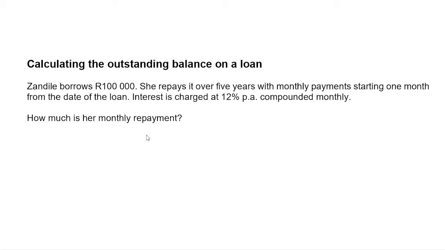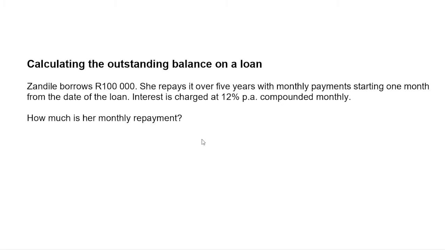In this video, we're going to work out the outstanding balance on a loan at a given stage. So let's just start off with the question. Zandile borrows 100,000 Rand. She repays it over 5 years with monthly payments, starting 1 month from the date of the loan. Remember that that's normal, and interest is charged at 12% per annum compounded monthly.